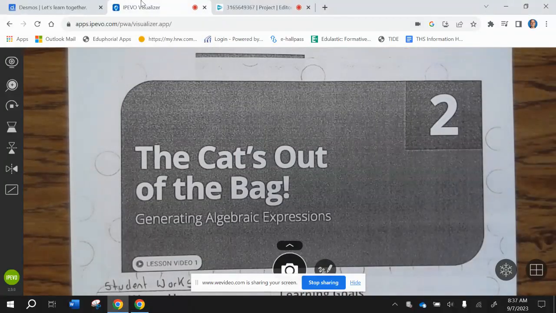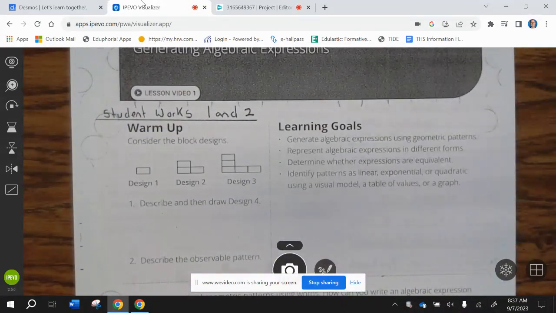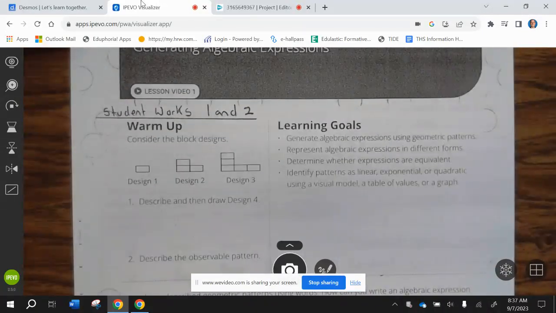Okay, Wildcats, today we're going to be generating algebraic expressions. Okay, students, work problems 1 and 2 of the warm-up. Okay, so go ahead and do that. All right, now let's take a look at the next page.